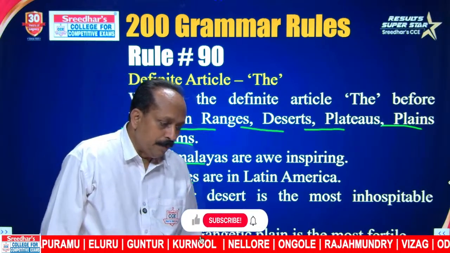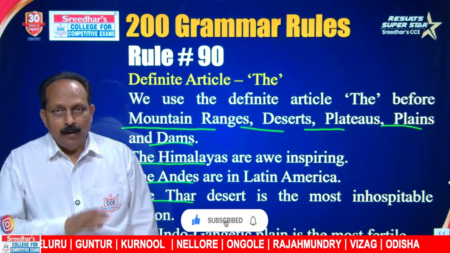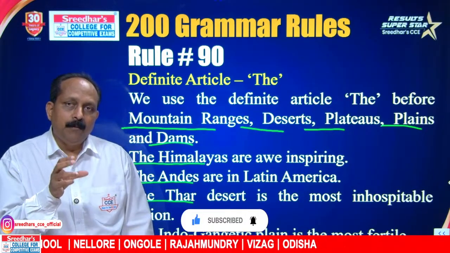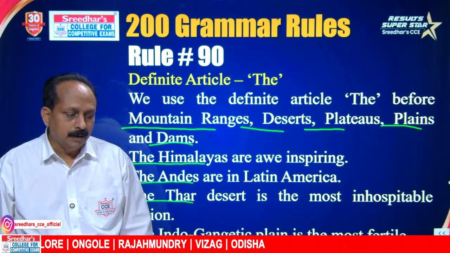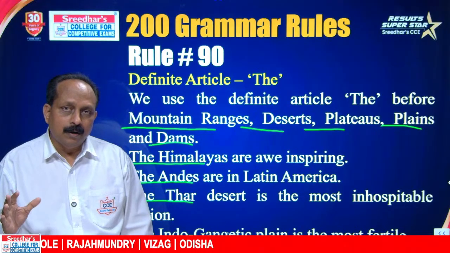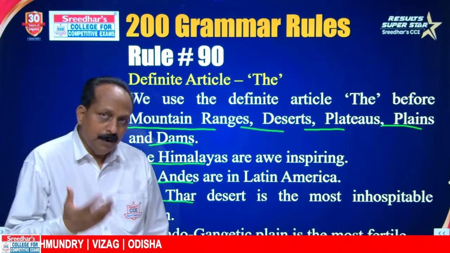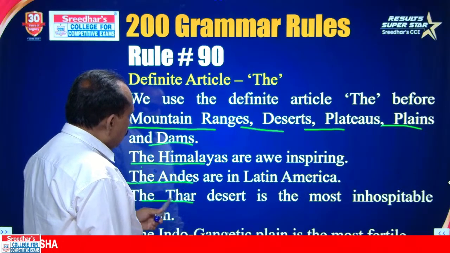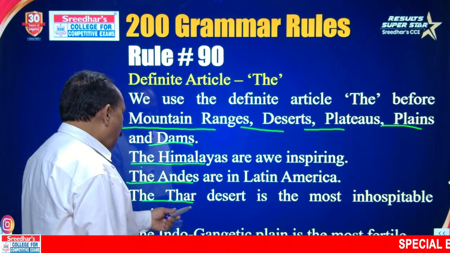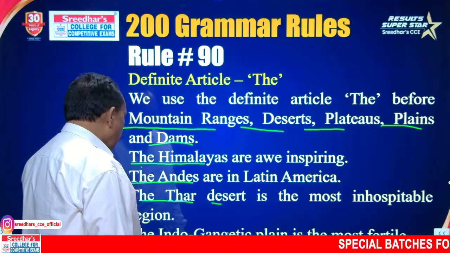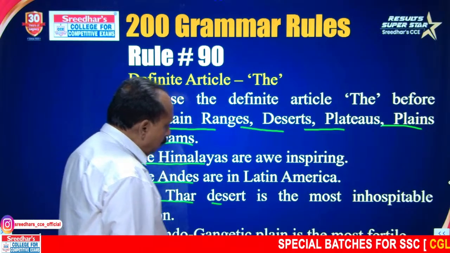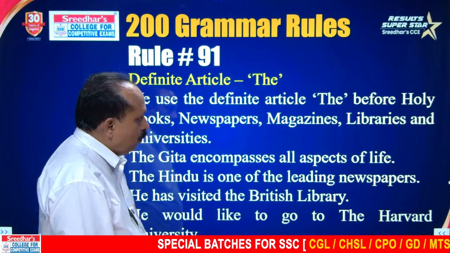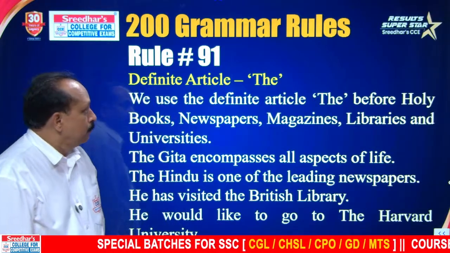But there's one more rule when we go to the fourth dimension, no article. There I give the example. Before the name of a mountain, we should not use any article. "The Mount Everest" is wrong. Only Mount Everest. But if you're talking about the range, you should use the definite article the. The Himalayas, the Andes, and deserts: the Thar Desert, the Sahara, the Indo-Gangetic Plain, the Deccan Plateau. One more example.